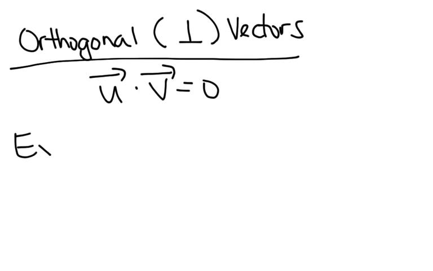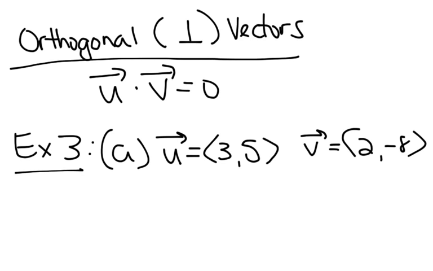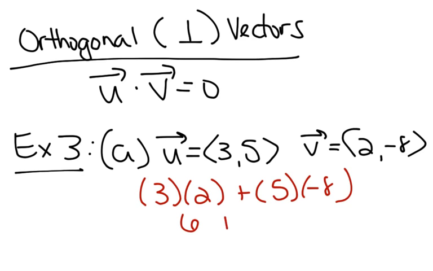So let's do an example where we check for orthogonality or perpendicularity. Let's determine if vector u, whose components are 3, 5, and vector v, whose components are 2, negative 8, are orthogonal or not. Well, 3 times 2 plus 5 times negative 8 is 6 plus negative 40, which is negative 34. They are not perpendicular. But let's try this again.